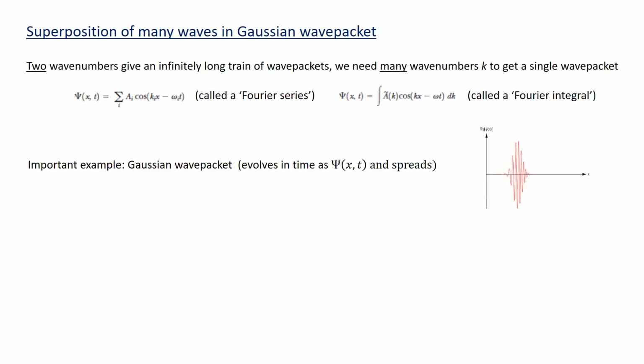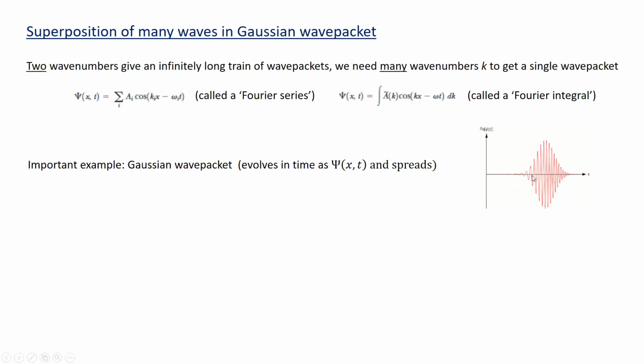So an important example of this is called a Gaussian wave packet. And it evolves in time as psi of x and t, so it would be a certain combination of cosines weighted appropriately, and we'll see what that weighting is in a second. And I'm showing it dynamically. It turns out that this is the wave packet.